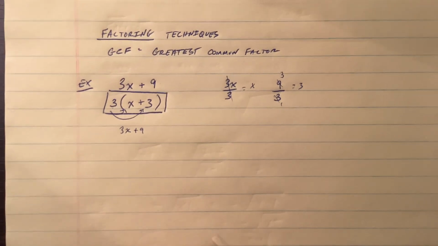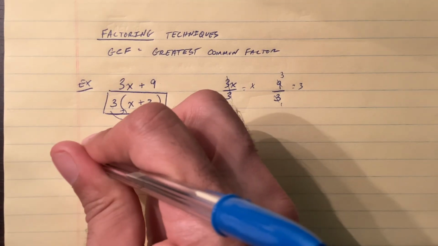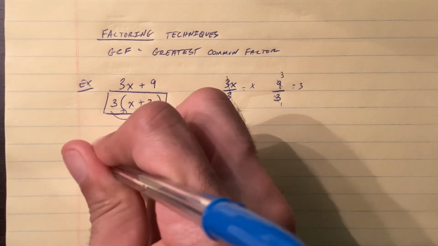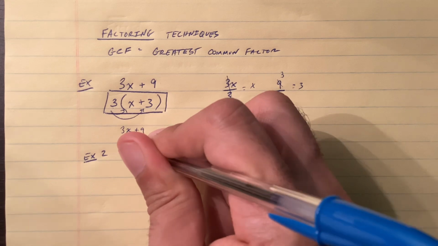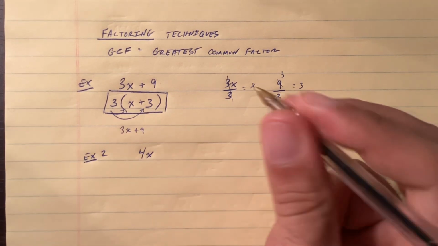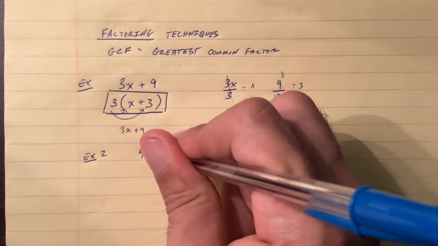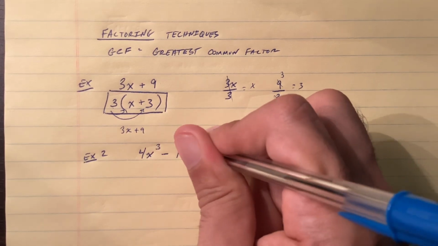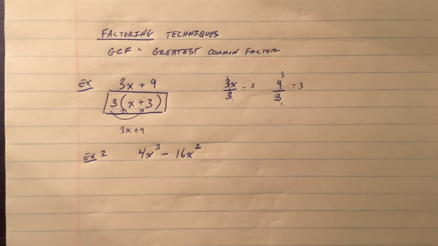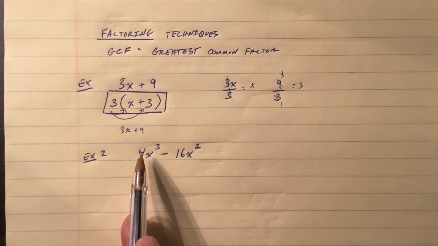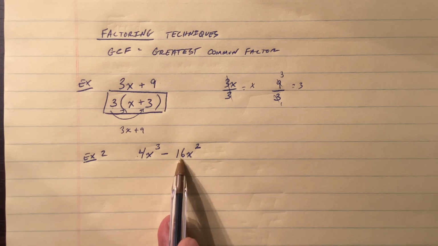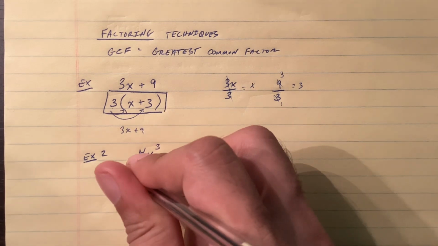All right, let's make this a little bit more difficult. Let's say we have 4x to the third minus 16x to the second. All right, so we are just focused on taking out the GCF. The GCF, let's take a look at the coefficients. We see a 4 and we see a 16. 4 goes into 4 once. 4 goes into 16 4 times. So we're going to factor out a 4.